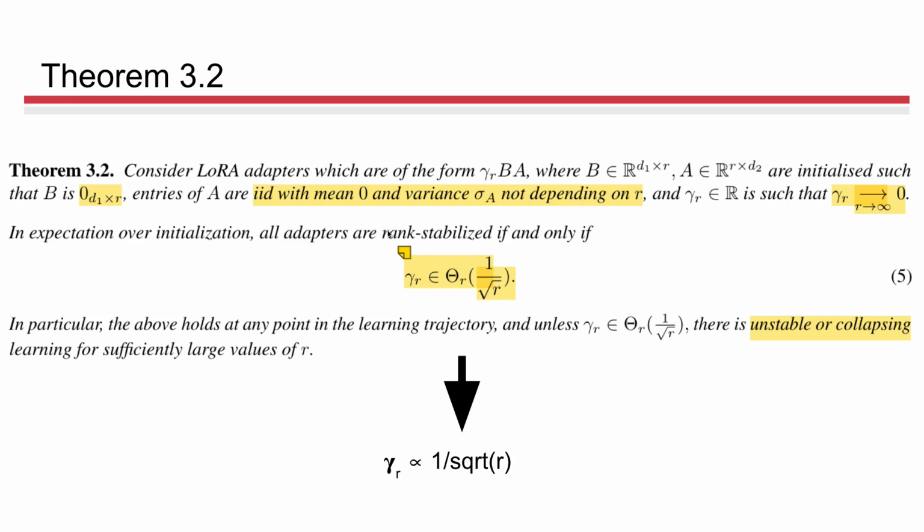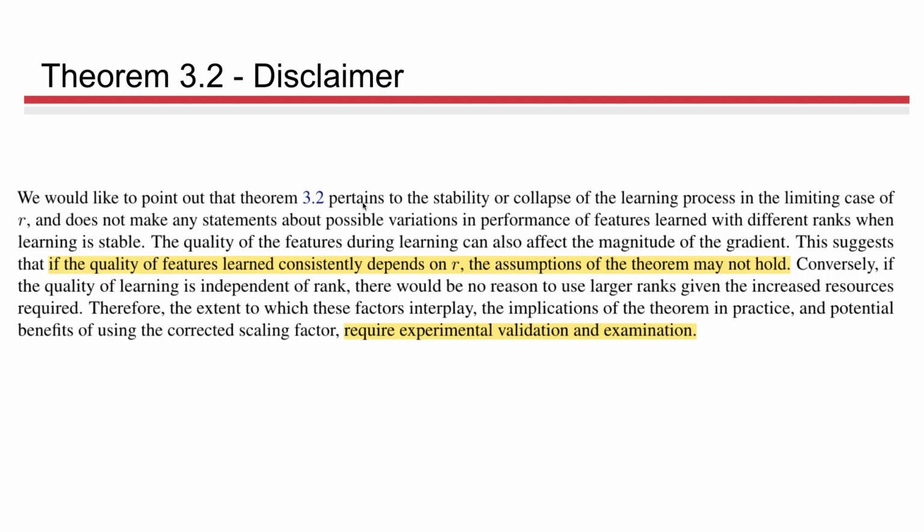All adapters are rank stabilized if and only if gamma_r is an element of big Theta of 1 over square root of r. In other words, gamma_r has to be proportional to 1 over square root of r so that as the rank increases, the gradients and activations do not explode or diminish. They had one disclaimer, which is that if the quality of features learned consistently depends on r, then the assumptions of the theorem may not hold. And so in practice, we require experimental validation and examination.